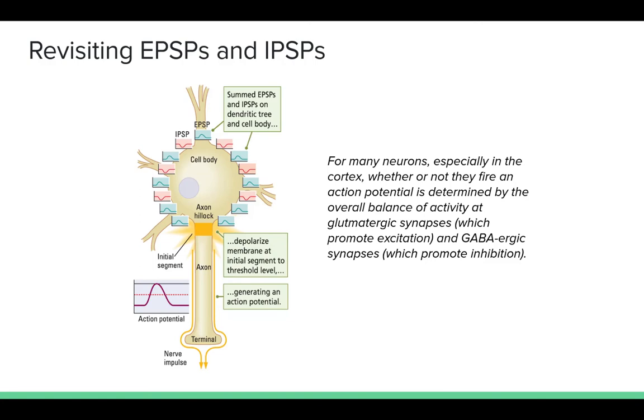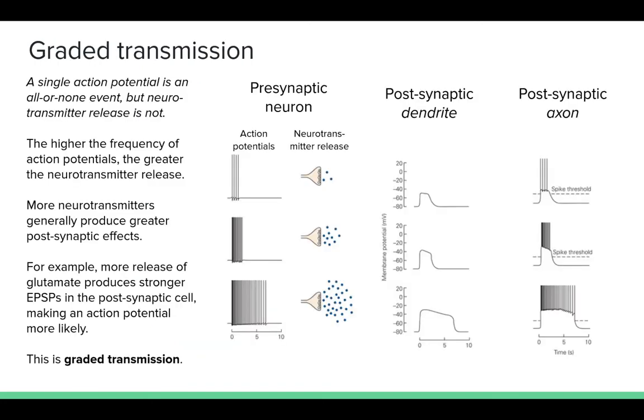Now we can say, what are EPSPs and IPSPs? They are the result of the activation of glutamatergic and GABAergic synapses. We can finally now also talk about this idea of graded transmission. Now, remember, we talked about the main function of the synapse, which is the transformation of an electrical signal into a chemical signal back into an electrical signal.